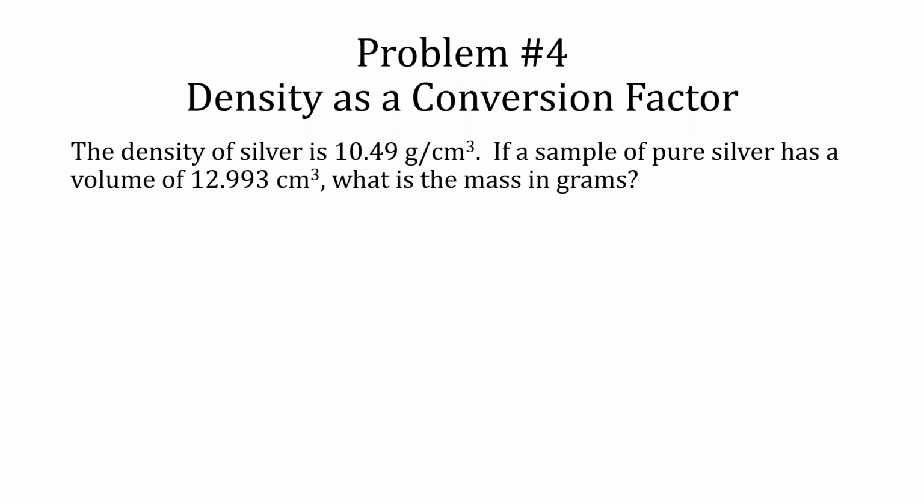The last problem is using density as a conversion factor, and it reads: the density of silver is 10.49 g per cubic cm. If a sample of pure silver has a volume of 12.993 cubic cm, what is the mass in grams?